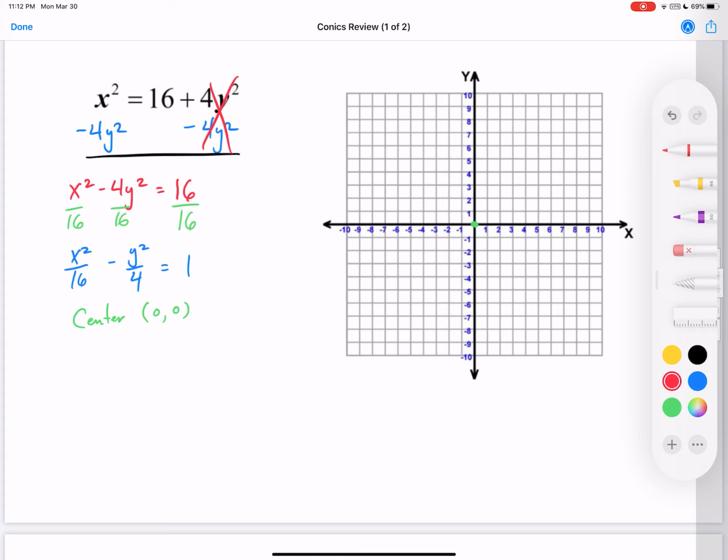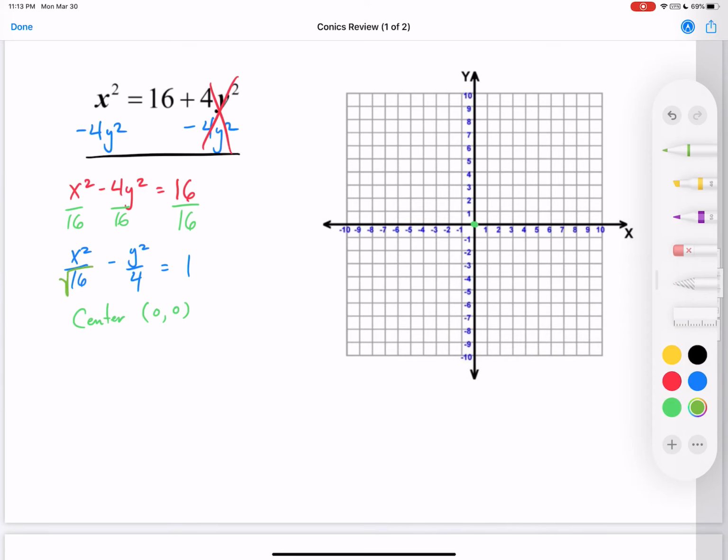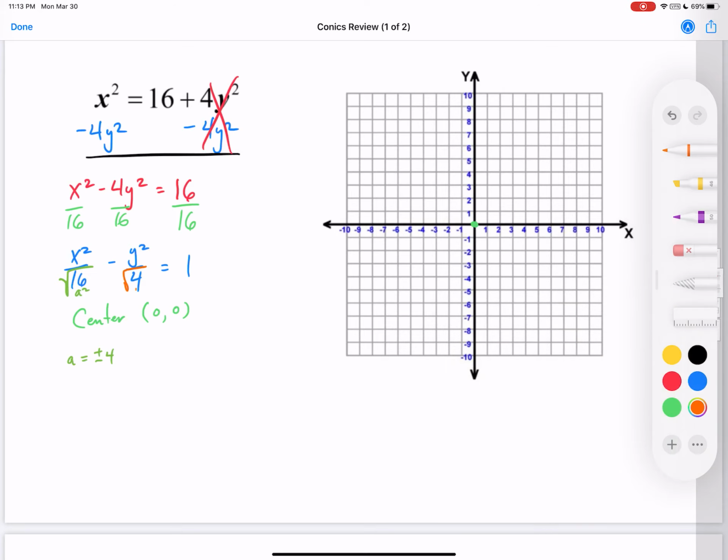Now, that a value, because it's a hyperbola, is always going to be the first one. So we know that the a value in this particular case is right over here. And that's a squared. So this is a squared, which means a must equal, that's right, plus or minus 4. And that b has to be underneath the y. So I have to do the square root, because that's b squared, which means b is equal to plus or minus 2. So now I know what my a is and I know what my b is.